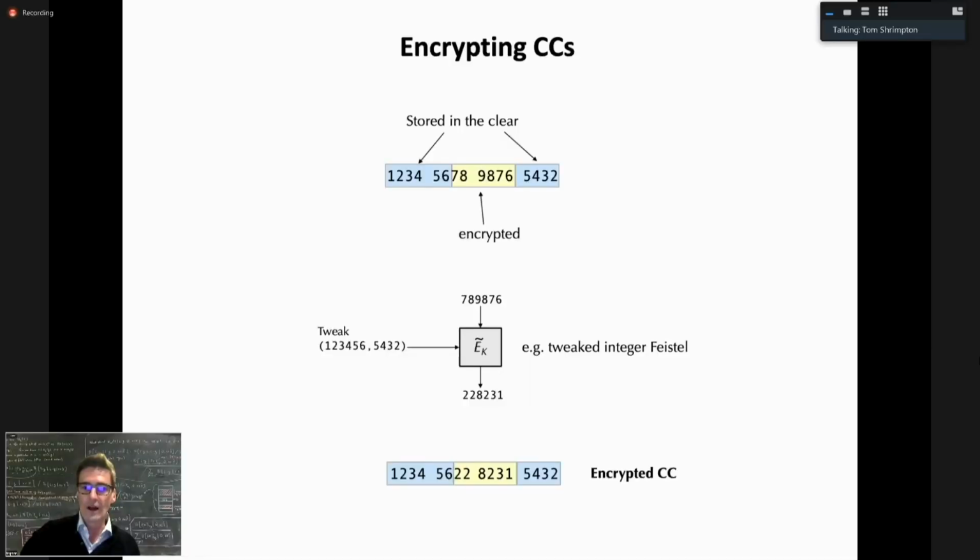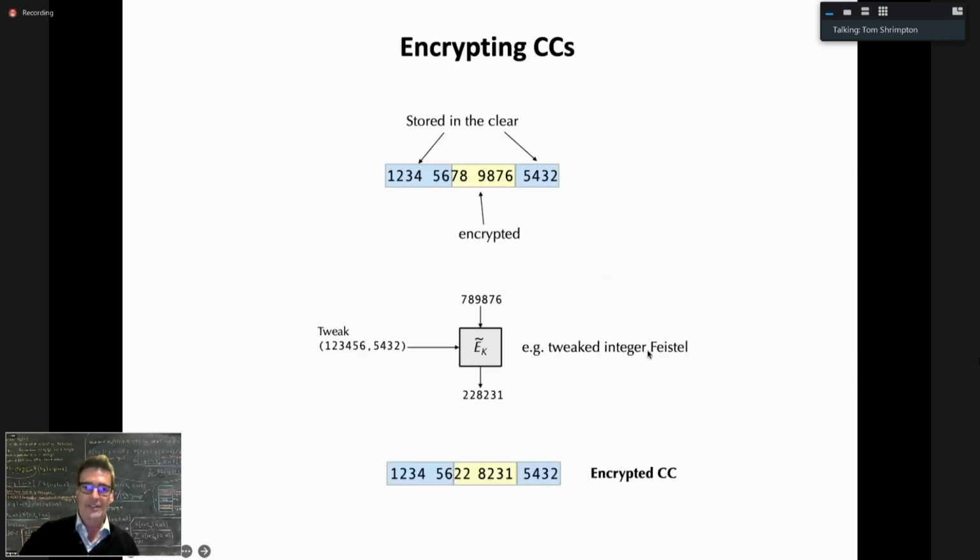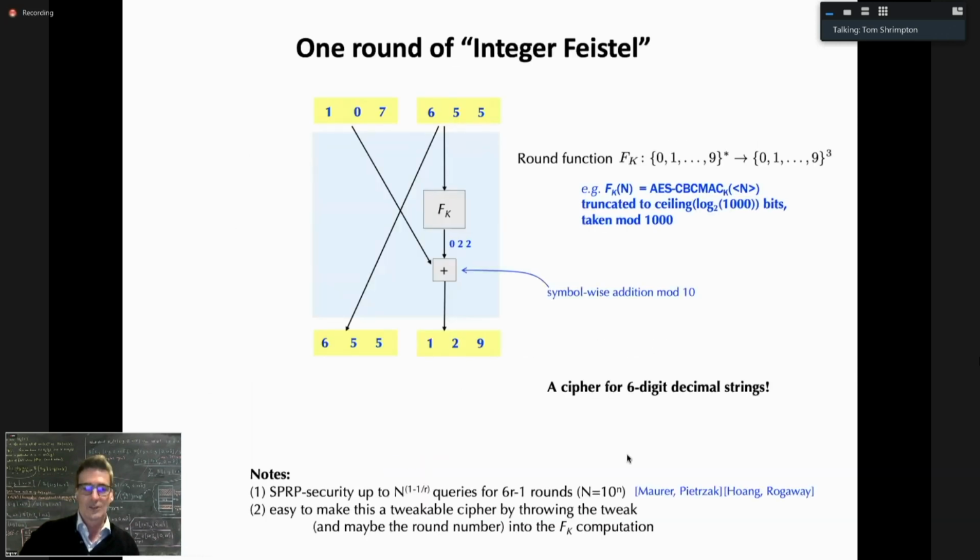Okay, so this is encrypting credit card numbers. Now we've finished these two big chunks here. We've looked at how to turn an m-bit PRP into various different kinds of PRPs of different sizes. We've seen how to build a PRP with a native domain of this kind. And I should point out that, of course, you get these good security bounds. All the stuff that we looked at in terms of Markov chain analysis, coupling analysis, and all that, it all works here too.